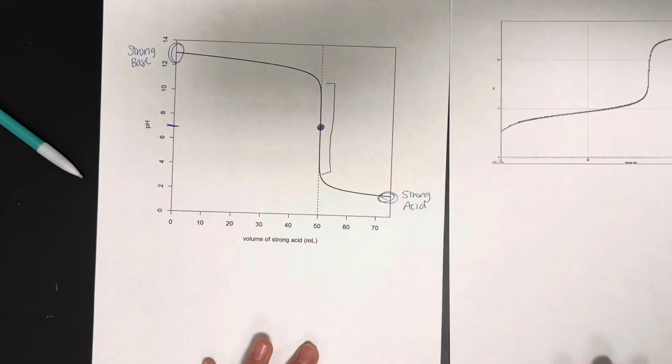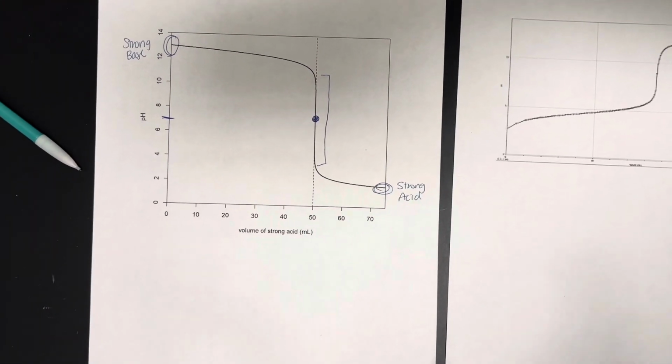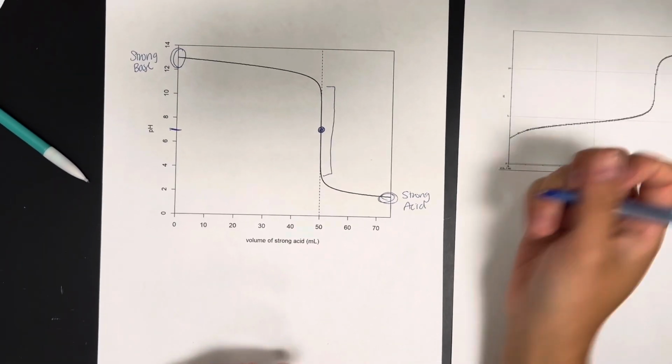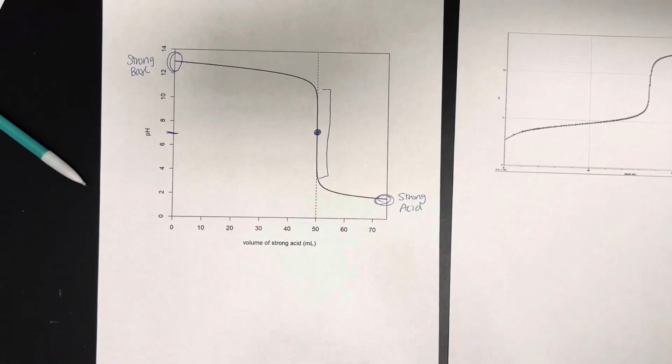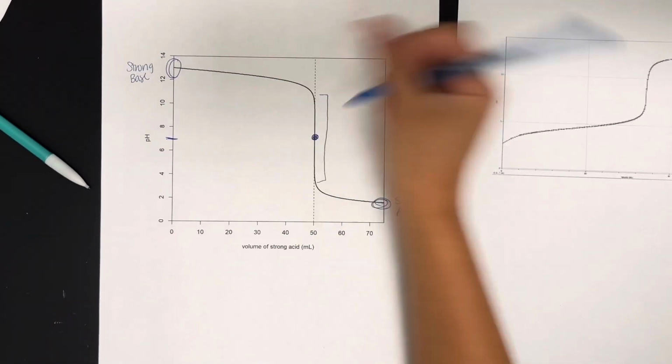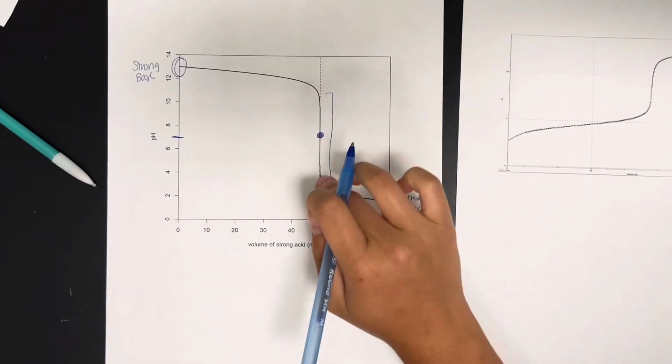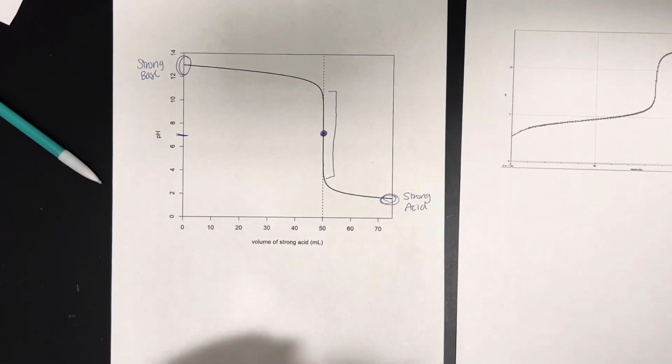Now, the equivalence point is where the number of moles of the titrant is enough to completely react with the number of moles in the sample being titrated. And so it is usually marked right here in the most vertical section, and this is where equilibrium occurs.